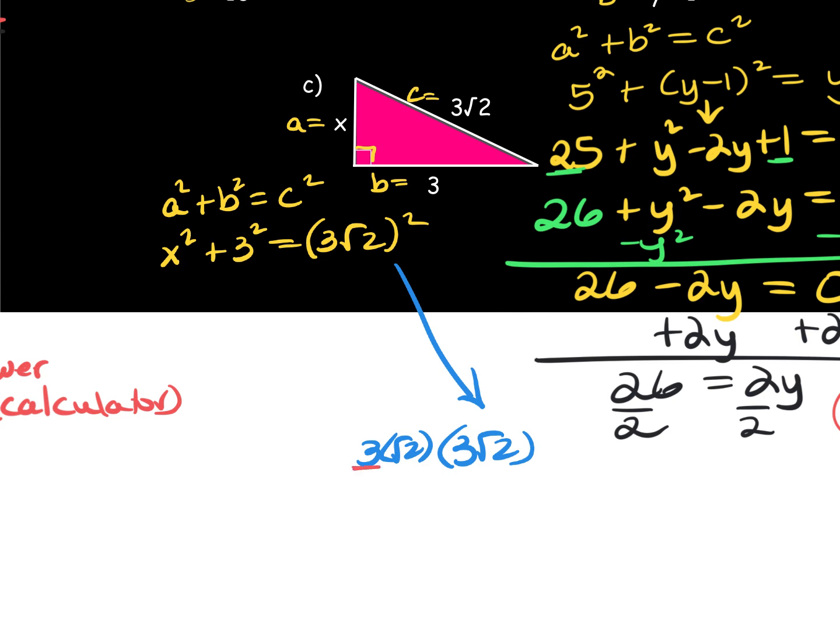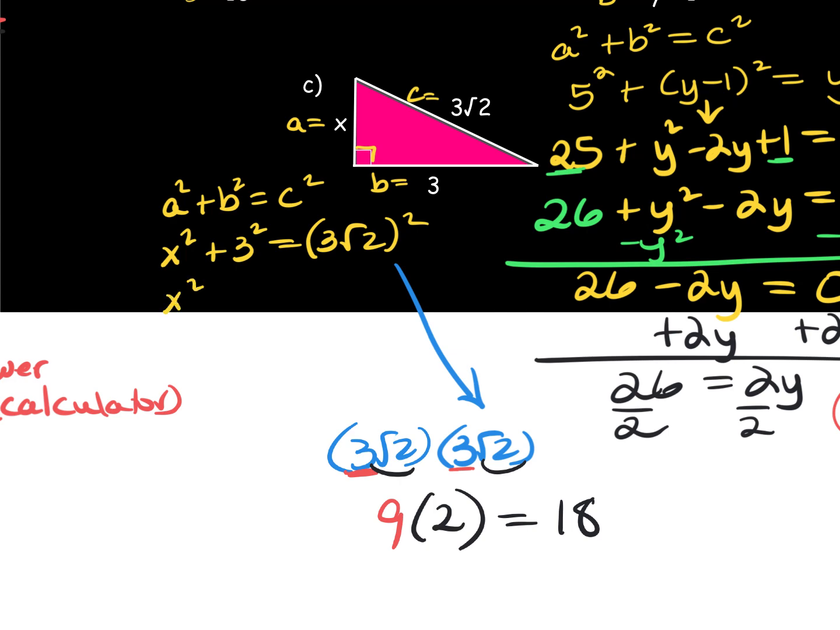I do outside and outside together, and I get 3 square root 2 times 3 square root 2. Do the two outside numbers together, and then I'll do the two inside. And again, a pair of square root 2's, the 2 comes out, and I get 18. So now X squared, I leave. 3, I've got to square it. It becomes 9. And then this becomes 18.